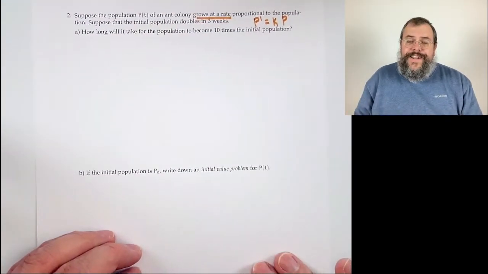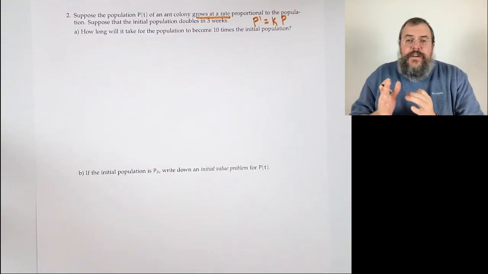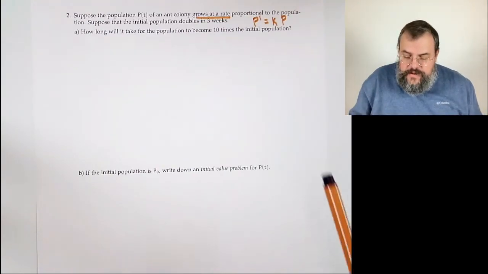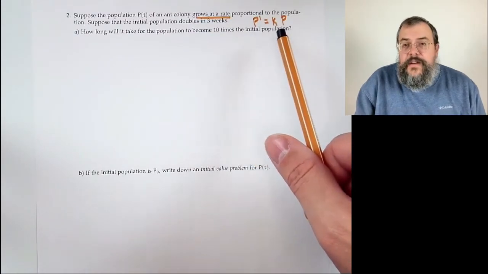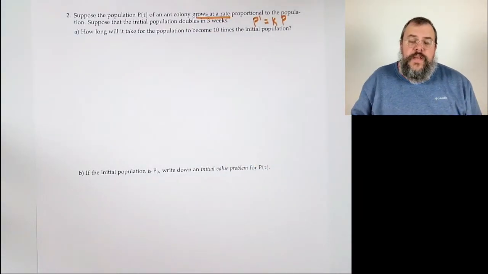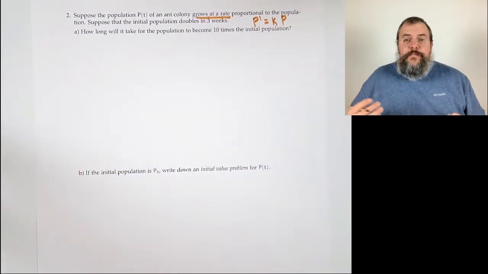We're like, oh, we recognize that. Anything that has exponential behavior has that type of behavior, where the population growth, the rate, is proportional to the current population. And it says, okay, the initial population doubles in 3 weeks.